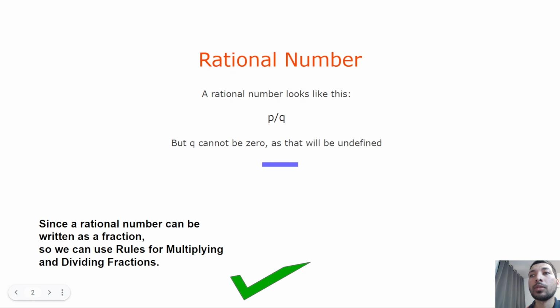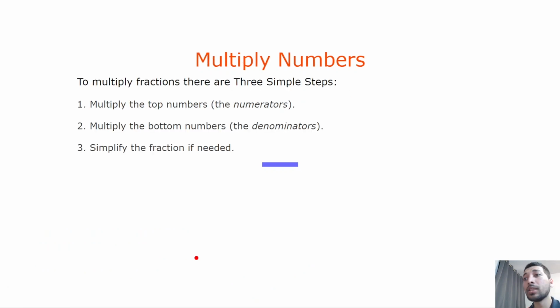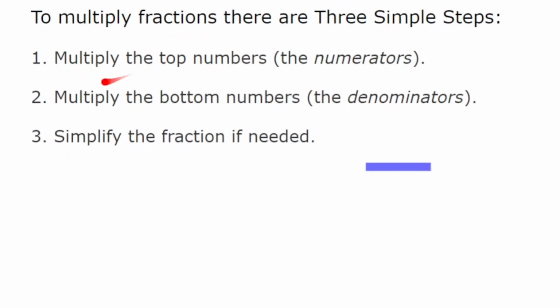Since rational numbers can be written as fractions, we can use rules for multiplying and dividing fractions. So first, let's talk about multiplying rational numbers. If you have two fractions, first we'll multiply the top numbers and then we'll multiply the bottom numbers. And step number 3 is simplify the fraction if required.